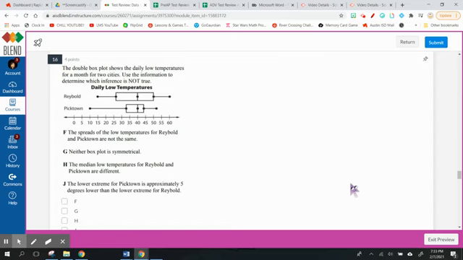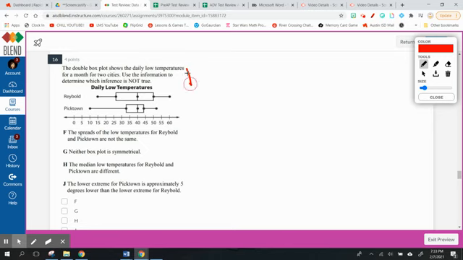Question 16, we have a double box plot. Let me grab my page marker. For some reason it disappeared. Okay, the double box plot shows the daily low temperatures for a month for 2 cities. Use the information to determine which inference is not true. We want one that is false.